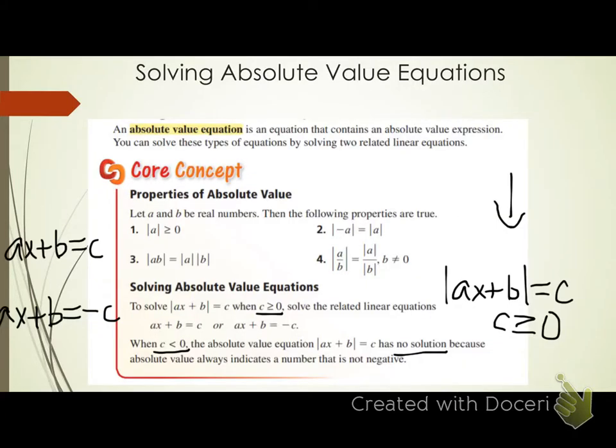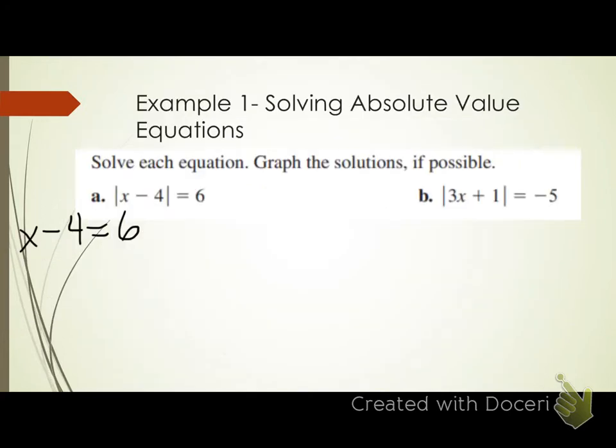What do we say about my second equation? What's different about the second equation from the first equation? C is negative. I just changed my C to negative, right? So what's my second equation going to look like in this case? X minus 4 equals negative 6. Very good. There's my two equations that I'm solving to get my answers for this absolute value equation, because I'm accounting for the positive value as well as the negative value. Does everyone see that? Now I'm just solving these two equations.